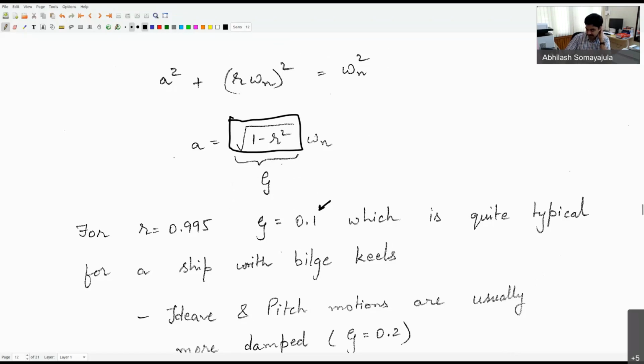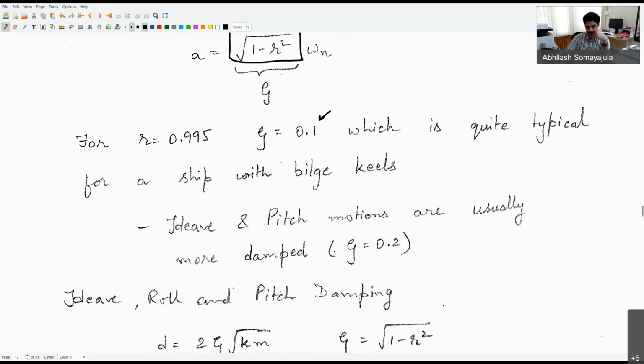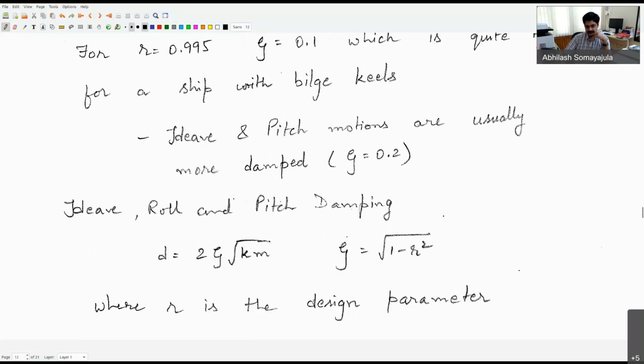What you want to take away from this is that typically for the seakeeping modes, a damping ratio of 0.1 is more or less reasonable, especially in the roll mode of motion. For typical ships with a bilge keel, zeta equal to 0.1 is a rule of thumb approximation which you can make to determine the damping ratio for roll motion. Pitch and heave generally have a little more damping than roll, and therefore you will expect to see slightly higher damping ratios corresponding to zeta equal to 0.2. So if I know this value of R, which is my design parameter, that will help me fix zeta, and once I know zeta, I can figure out the actual damping present in the system.